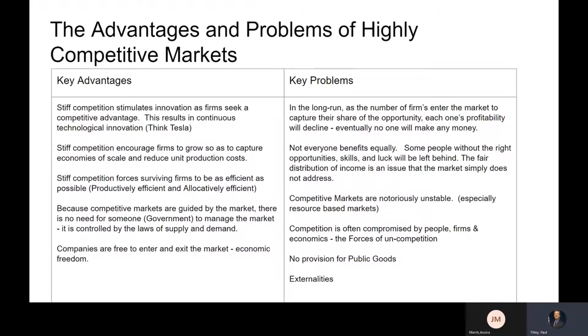The first advantage is that competition stimulates innovation. Companies are always fighting for market share. They have to come up with better ideas, and if you can build a better mousetrap, people will flock to your door. So technological innovation is spurred on in a purely competitive environment. That's a big plus. Stiff competition also encourages firms to grow, to capture economies of scale.